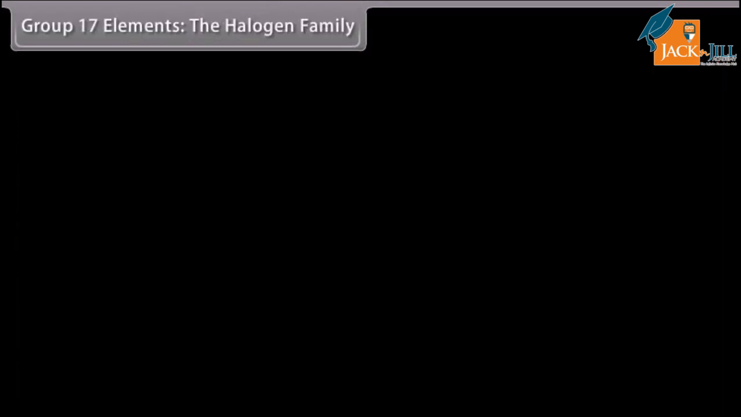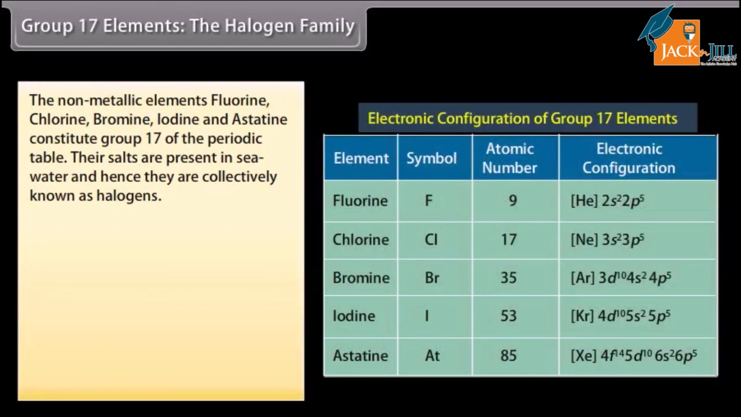Group 17 elements, the halogen family. The non-metallic elements fluorine, chlorine, bromine, iodine, and astatine constitute group 17 of the periodic table. Their salts are present in seawater and hence they are collectively known as halogens.